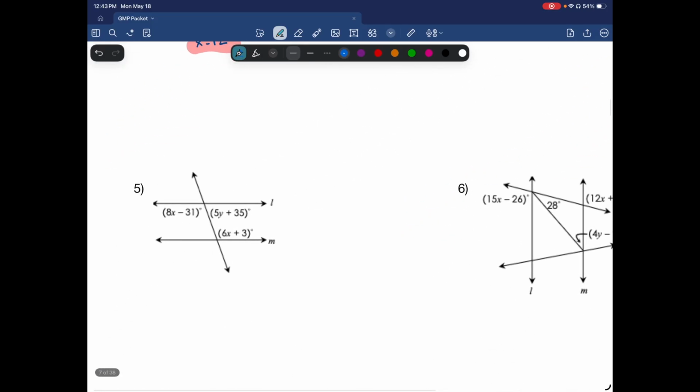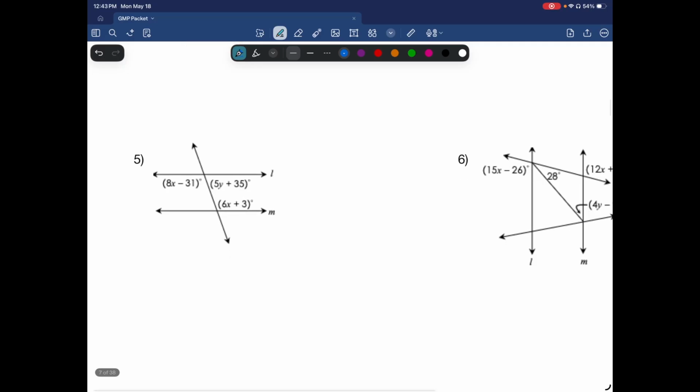Number 5. All right, we got x's and y's. Well, the x's are alternate interior. So I know this angle and this angle are equal to each other. So for the x's, I just set them equal. 8x minus 31 equals 6x plus 3. 2x minus 31 equals 3. 2x equals 34. X equals 17.